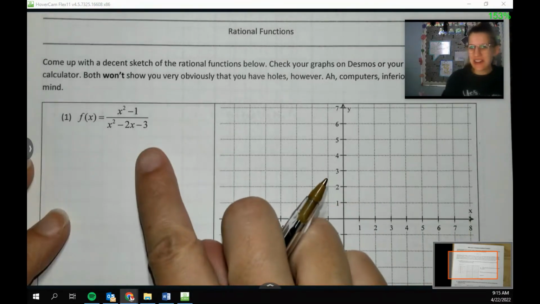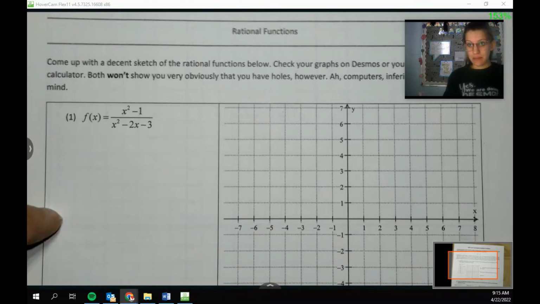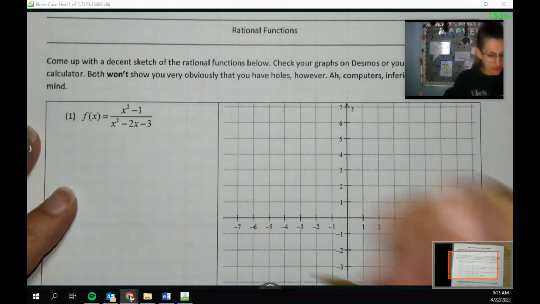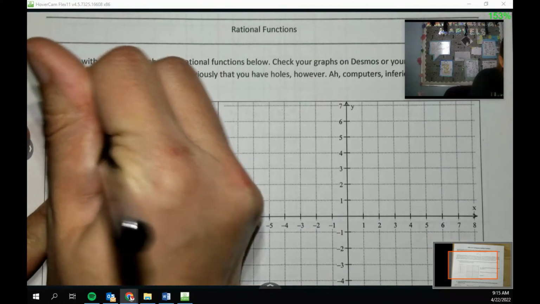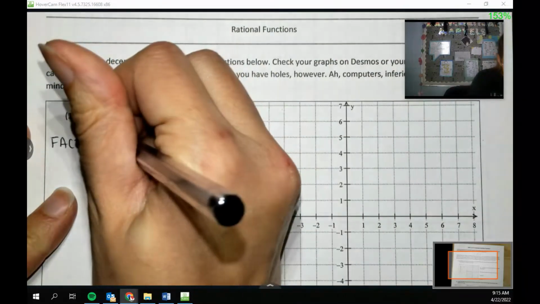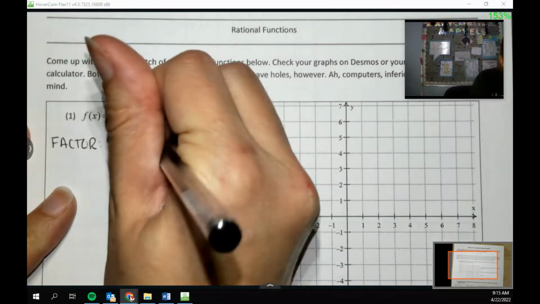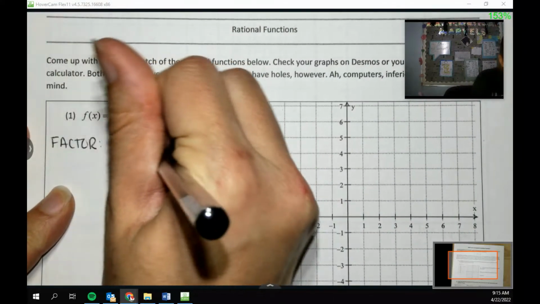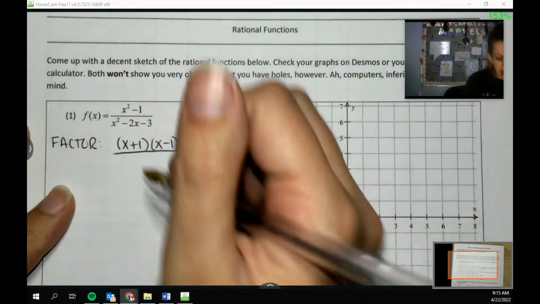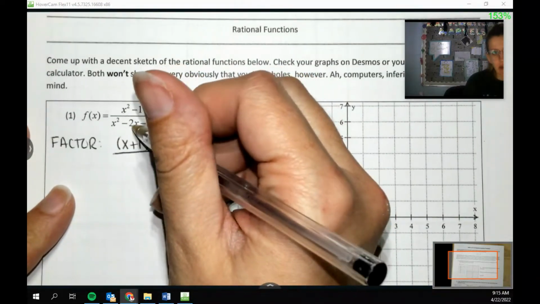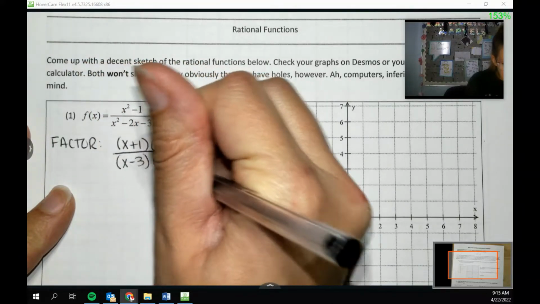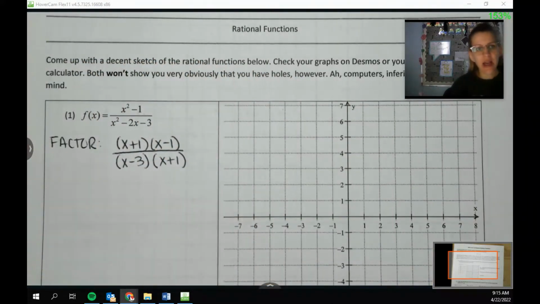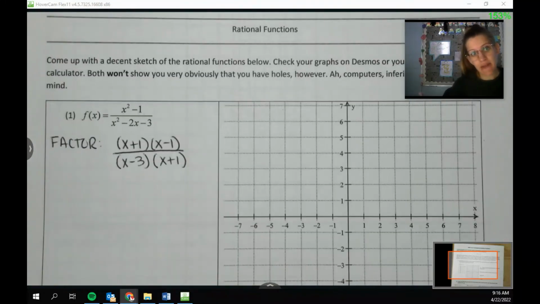Okay, so starting with a problem like this one here, number 1, this is your assignment for today, so you're getting a freebie. Always the first thing we want to do is factor. So if I factor the numerator, that's going to be x plus 1, x minus 1, because those are perfect squares. And then on the denominator, what multiplies to -3 and adds to -2, well, that'll be x minus 3 and x plus 1.